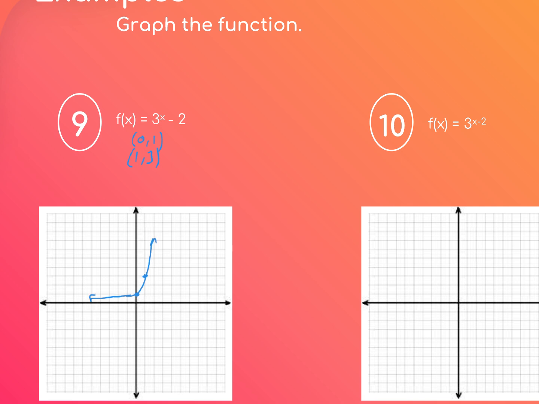Now the transformation that we have here is a -2. Is it with the exponent or is it on the outside? You see that it's on the outside. It's not up in the exponent with the x, but it's on the outside. So that means this is a vertical shift. And vertical shifts do exactly what we expect them to. If it's a -2, we're going to go down 2.